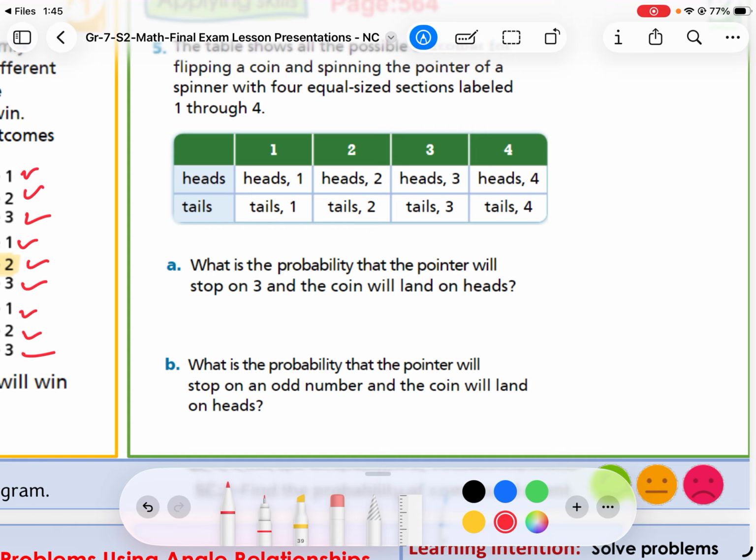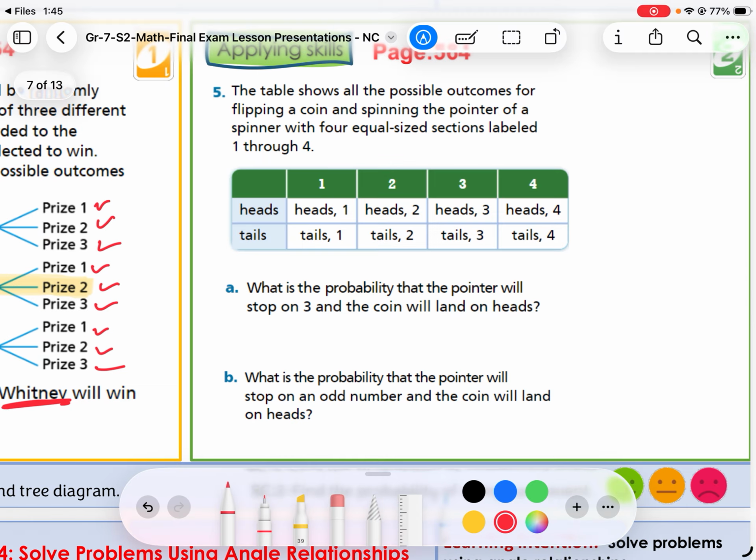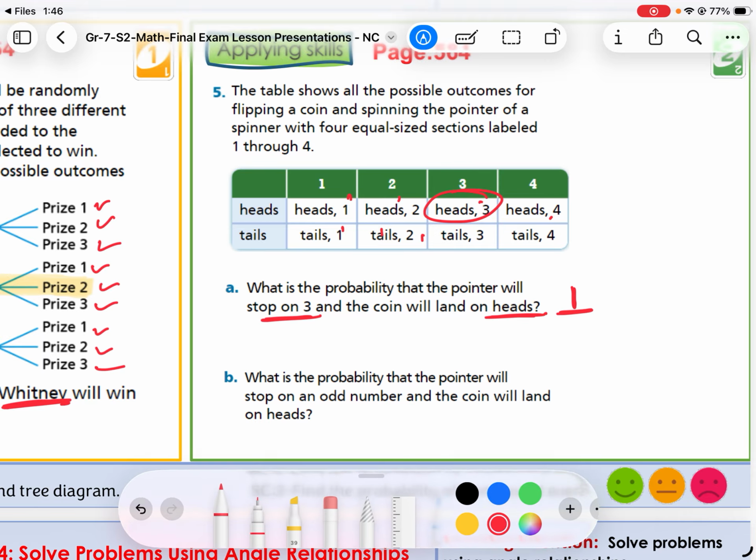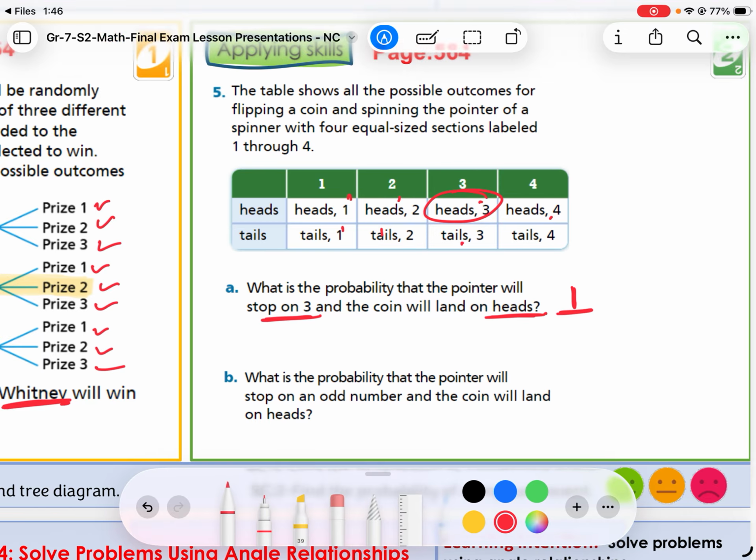What is the probability that the pointer will stop on 3 and the coin will land on head? So you need 3 and heads together. You go to the table and you find head with 3. So head 1, head 2, head 3, that's it. So that will be 1 out of the total number of outcomes. You count all of them. 1, 2, 3, 4, 5, 6, 7, 8. That will be 1 out of 8.